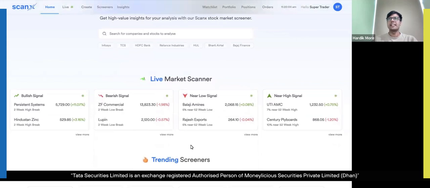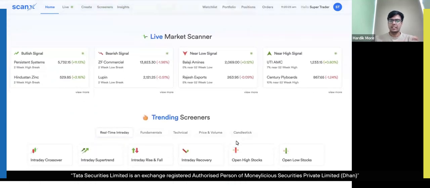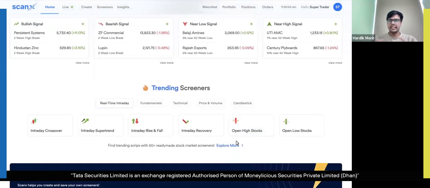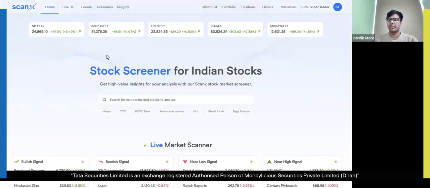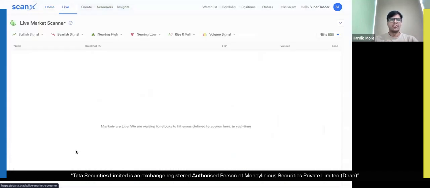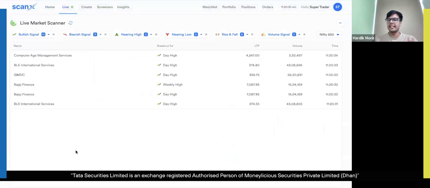All right. So live market scanner, we wanted to show whatever's happening on the market in real time based on what you want. So it might be a bullish signal that you are tracking for the market because you are a bull at the end of the day, or you're looking at a near low signal, so you know it's a good buying opportunity, right? And a lot more on this. Then there are a range of trending screeners and a lot of other features, but let me get more to live market screeners now.